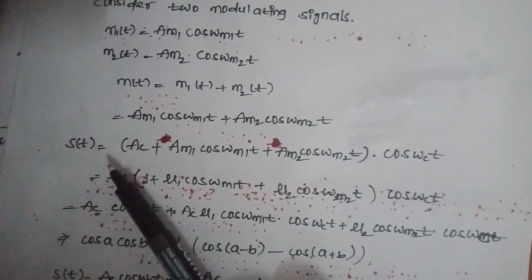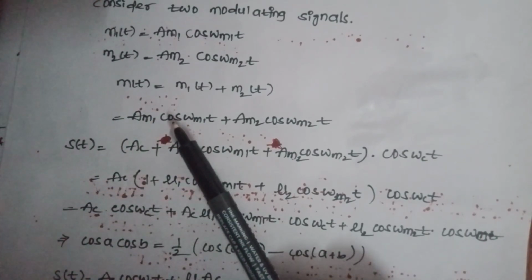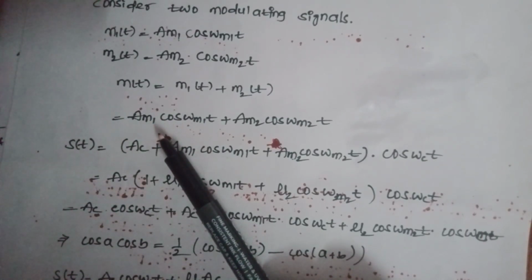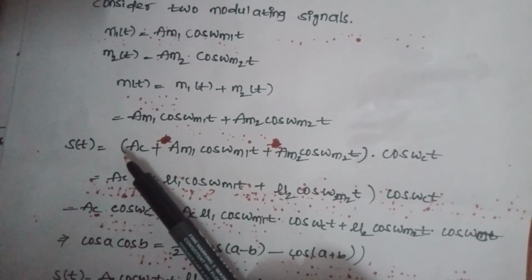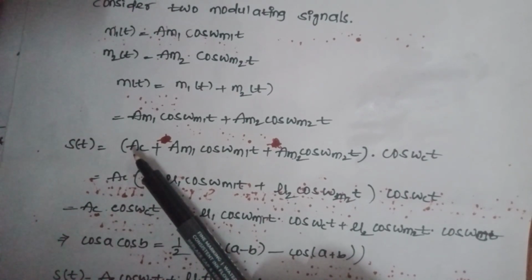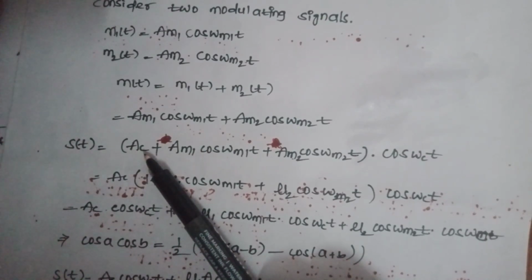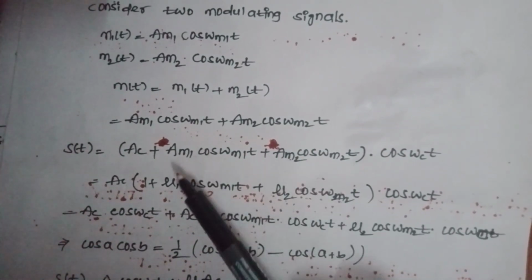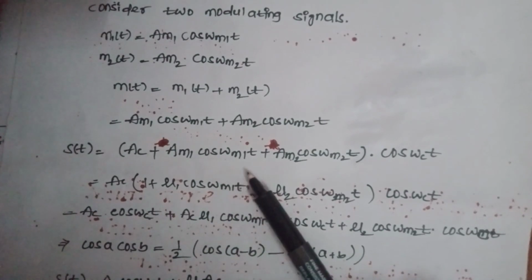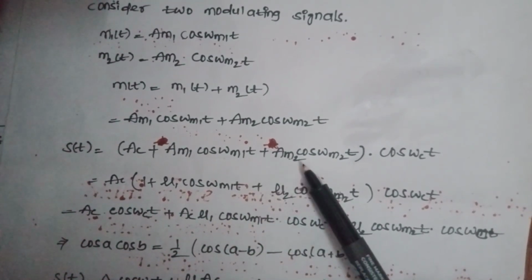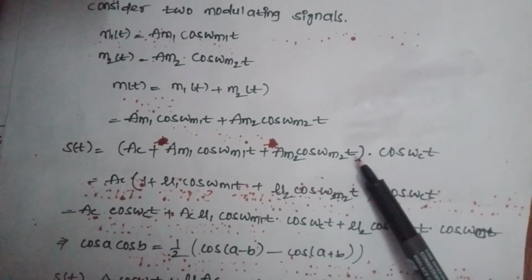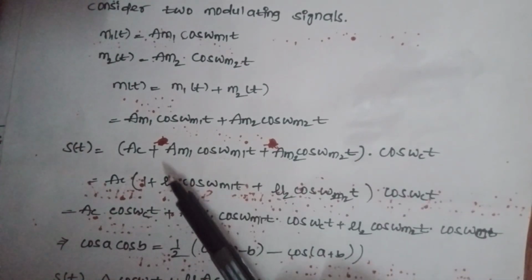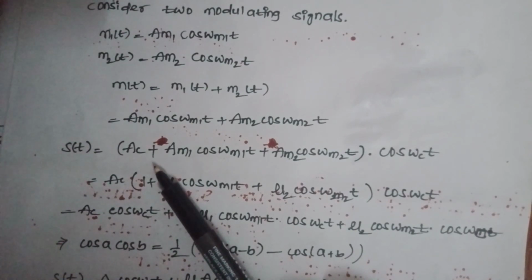So next, you just substitute this m1(t) and m2(t) in the standard AM equation. As we know, the standard AM equation, s(t) is equal to (Ac plus m(t)) into cos ωc t. So here, in place of m(t), we substitute m1(t) and m2(t). So that is (Ac plus Am1 cos ωm1 t plus Am2 cos ωm2 t) of cos ωc t. In this equation you just take out the Ac as common.